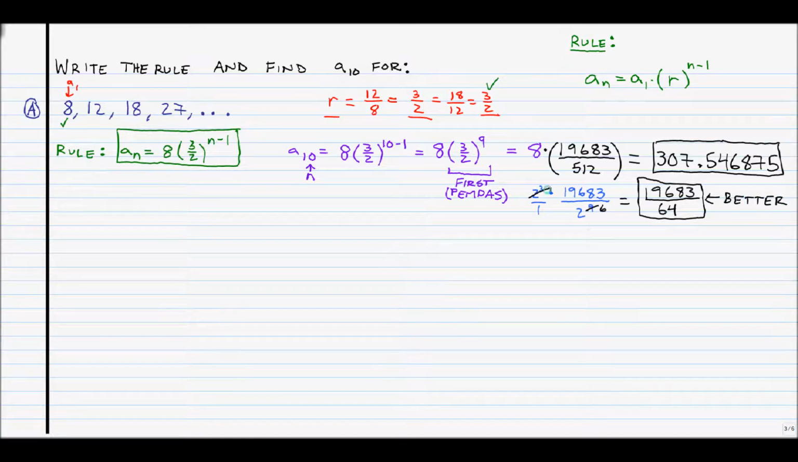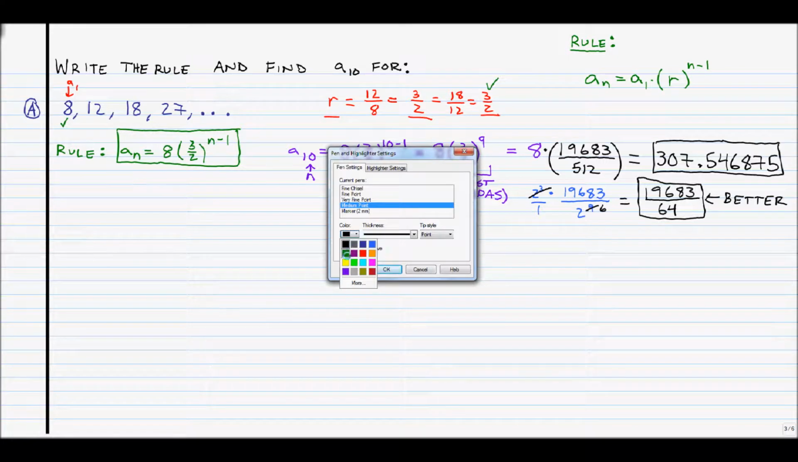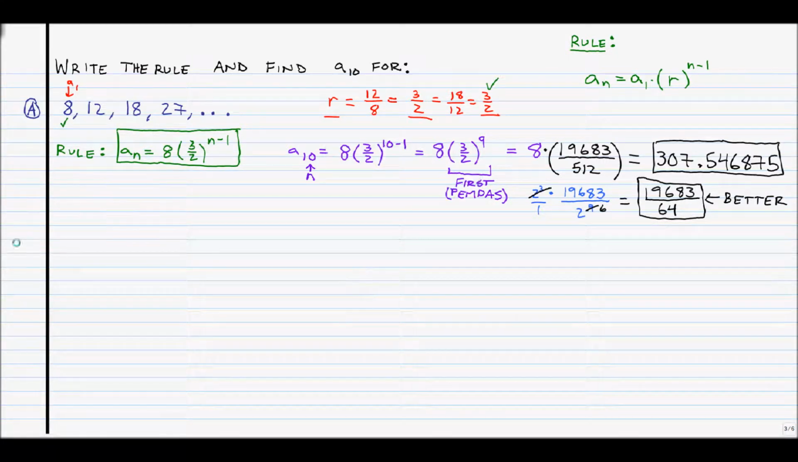And if you want to do it, all you have to do is use the exponent rules to simplify stuff beforehand. So lovely. We wrote the rule and we found a sub 10. Writing the rule is easy. Finding a sub 10 is easy if you just punch it in the calculator. Not so easy if you want to be careful about it and write it with its fraction. So okay, we did one.